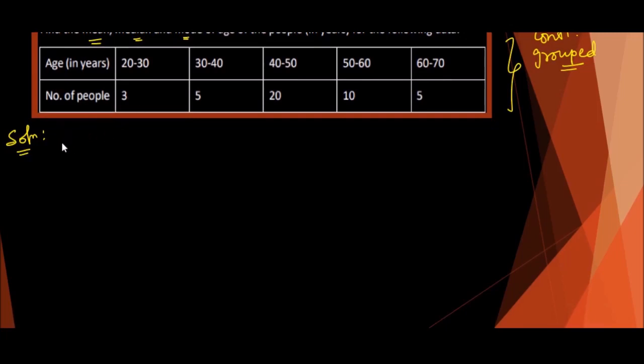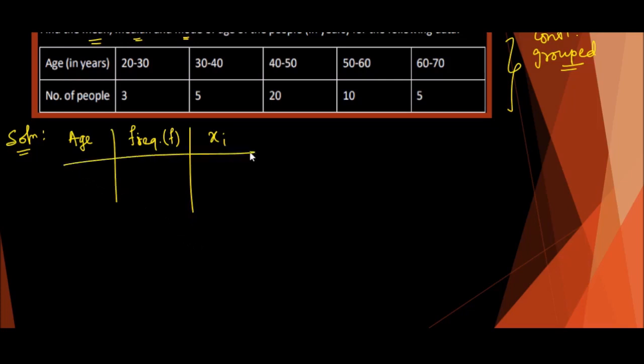First, you need to prepare this table. Here you write age, here you have all the frequencies, f_i, or you can write frequency f, and here you have the x_i values. These are the first three columns you need to prepare. So age is 20 to 30, 30 to 40, 40 to 50, 50 to 60, and 60 to 70. Here the corresponding frequencies you write: 3, 5, 20, 10, 5.